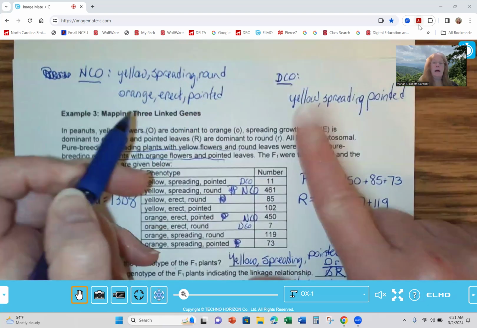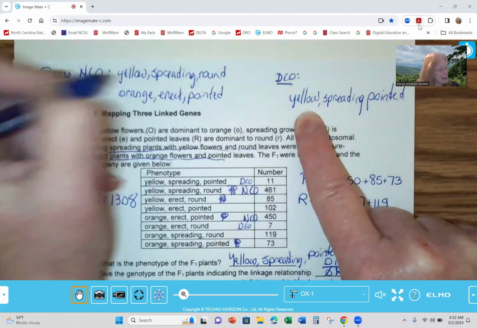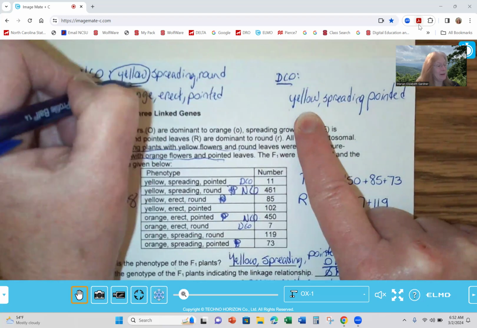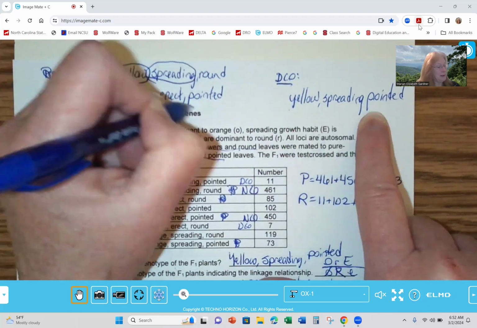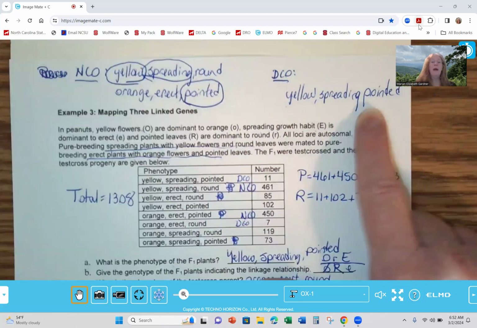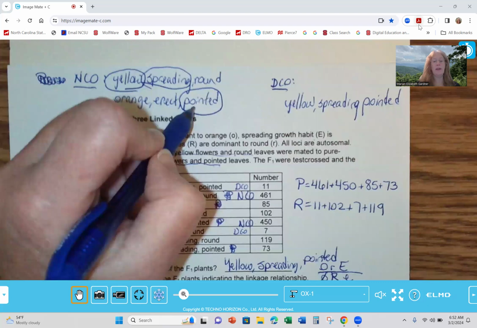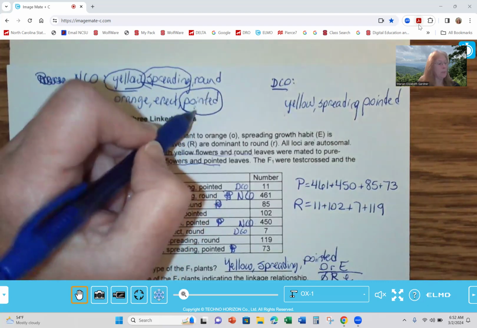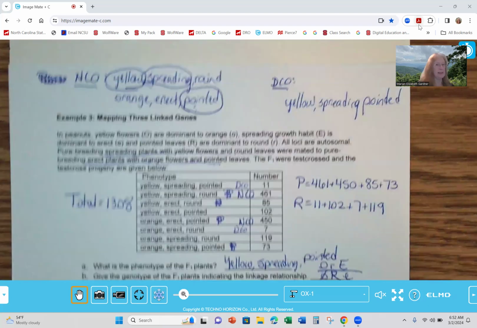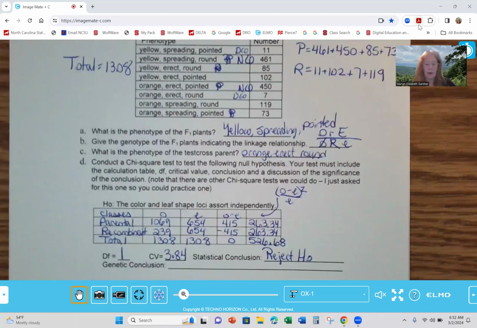I look at what's in the non-crossover. Excuse me, I look at what's in the double crossover. I circle it in the non-crossover: yellow, spreading, pointed. When you do this, go to the non-crossover that only has one thing circled. That is in the center. So our pointed round locus is in the center. And I can put those on our map.